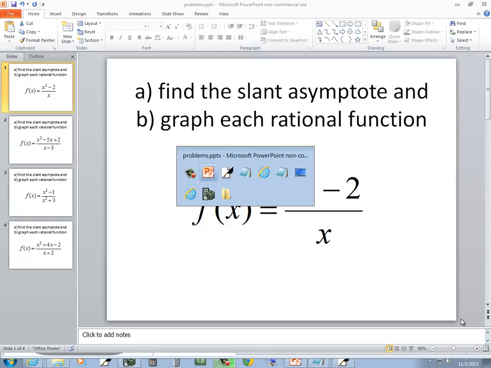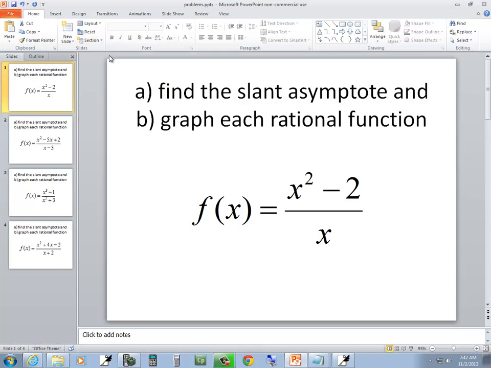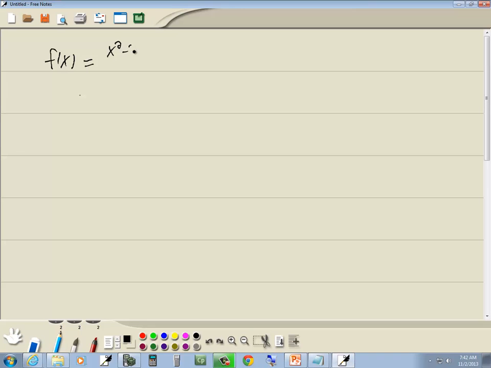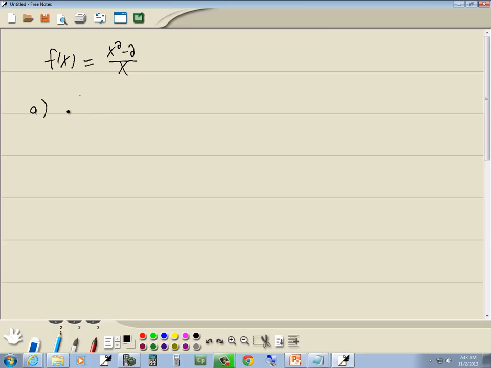Let's take a look at this problem. We've got f of x is equal to x squared minus 2 over x. And part A says to find a slant asymptote. Well, we have to use long division. So we're going to divide x squared minus 2 by x.